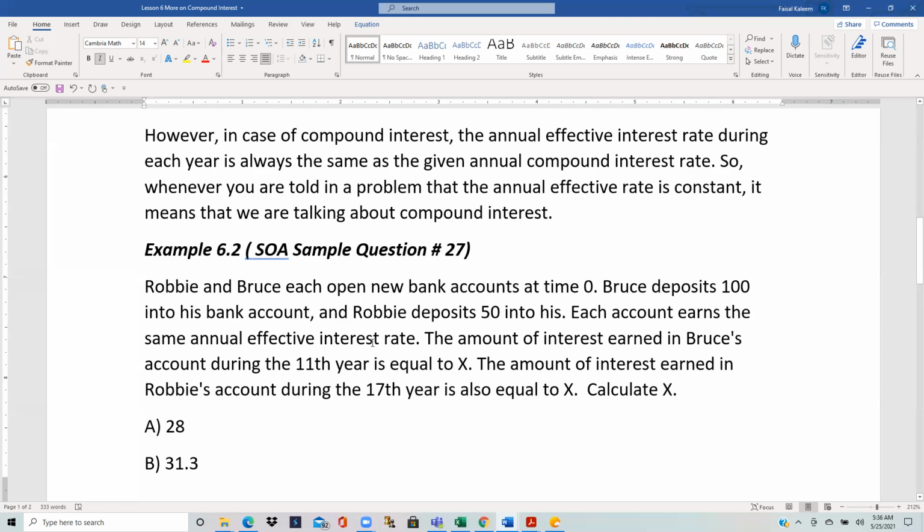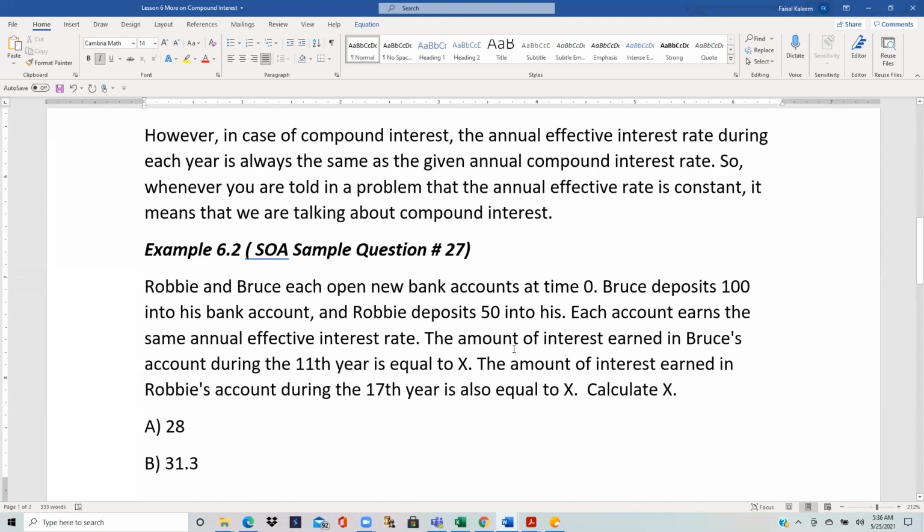So we are told two things at the same time here. One is that the annual effective interest rate is the same for both Bruce and Robbie. And the other thing we are told is that the annual effective interest rate is a constant. And that, according to the remark that we just made a while ago, points towards compound interest. So we are indirectly told that both Robbie and Bruce are dealing with compound interest.